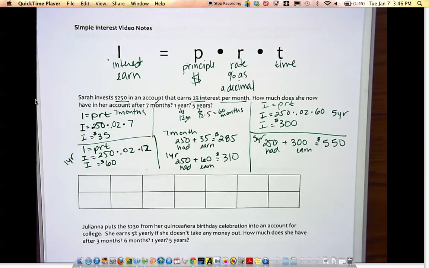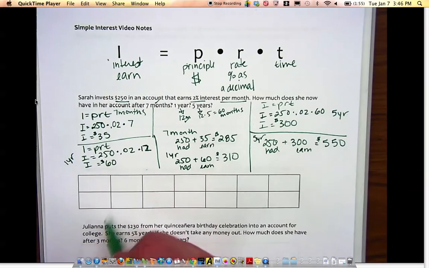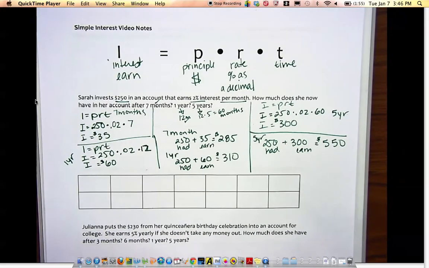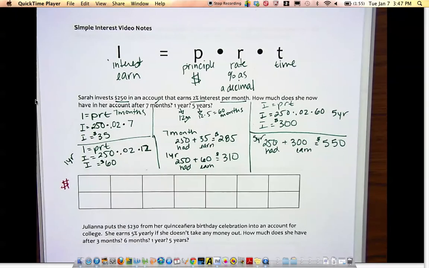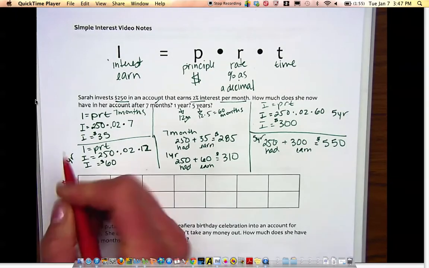I could also, keeping this formula in mind, use maybe a ratio table for this as well. I've started a ratio table here for you, but I think I'm going to add a little bit to it. So we have that she started with, so we'll call this the money, and we'll put this as the months.